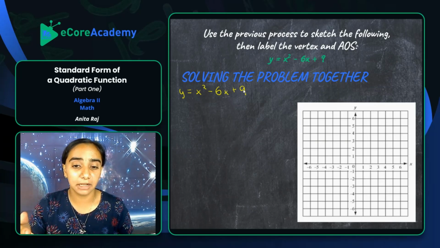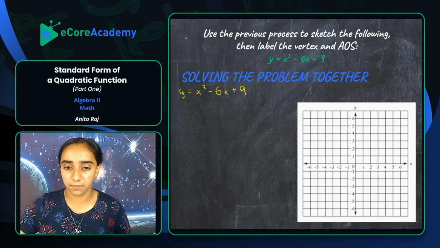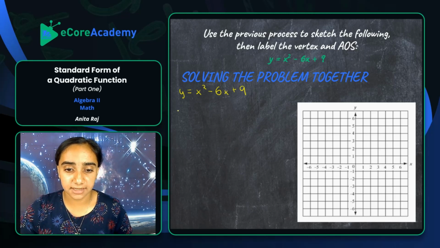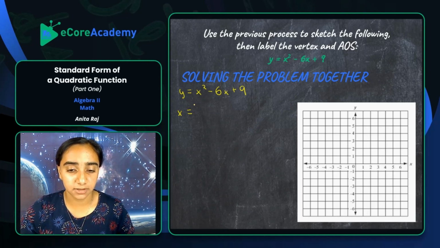So how are we going to do that? Remember negative b over 2a? That is what we're going to be applying here. So I'm going to write underneath this, x equals negative b over 2a. And what is negative b in this case? So I'm just going to write the negative sign. B in this case is negative 6.